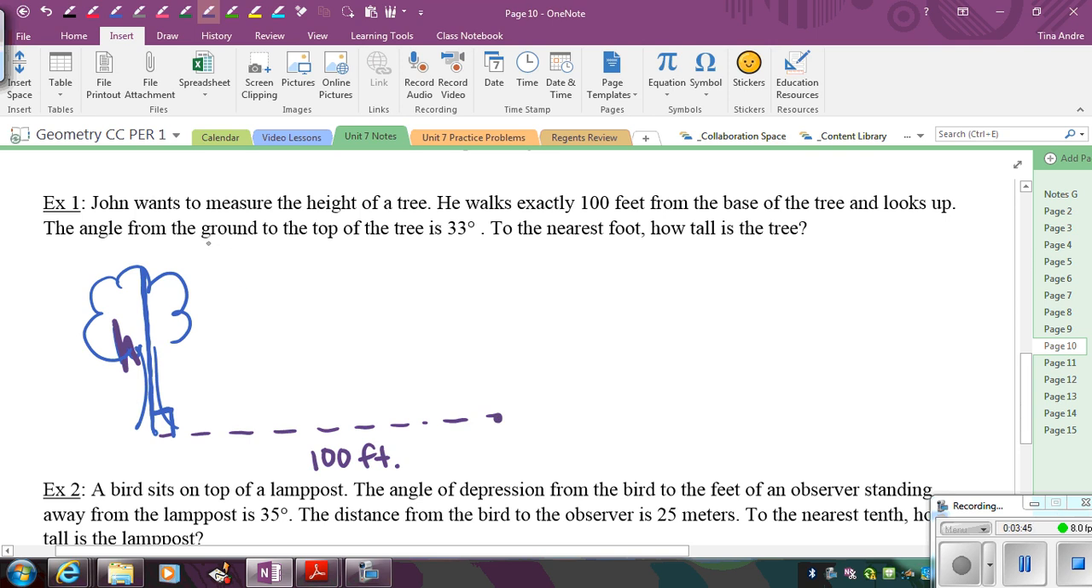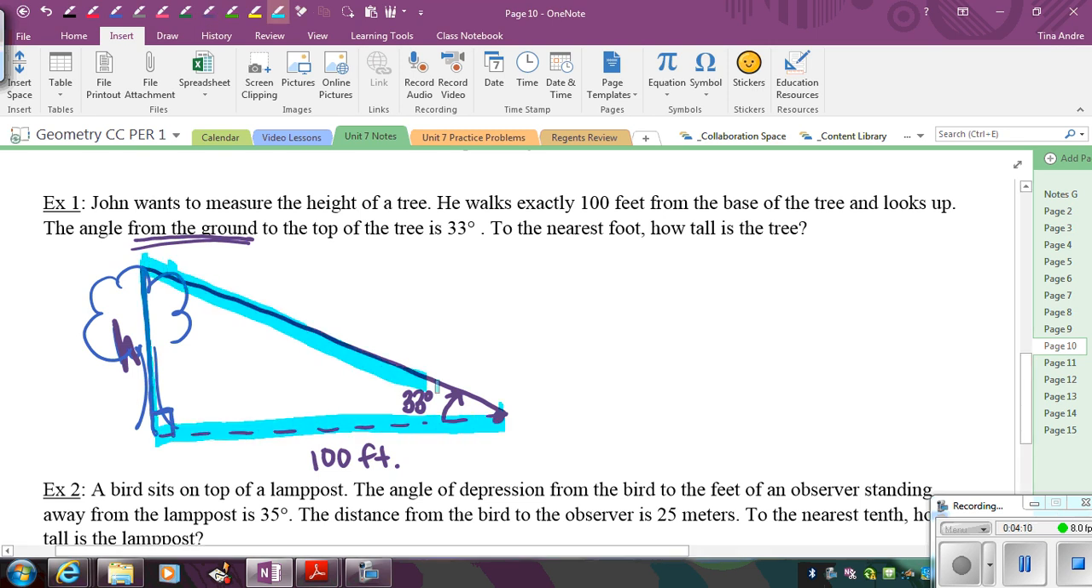So it's saying that the angle from the ground to the top of the tree is 33 degrees. So from the ground upwards is 33 degrees, the angle of elevation. We want to know how tall is the tree. So now you see you have a right triangle, you have an angle, and you have a side, and you're trying to find a missing side. So that indicates SOHCAHTOA, which you've seen.